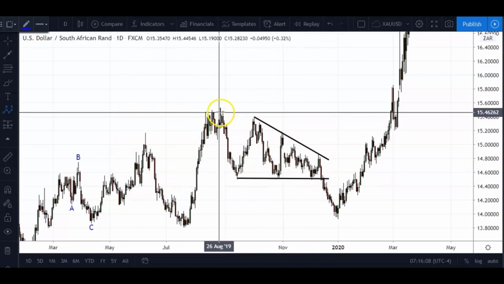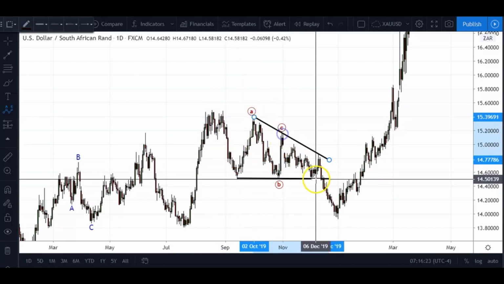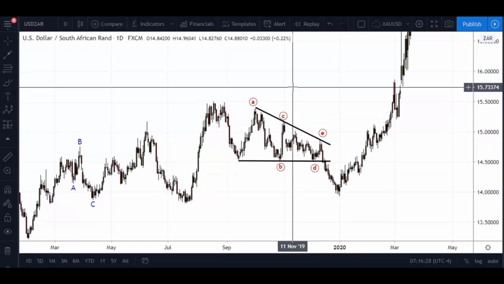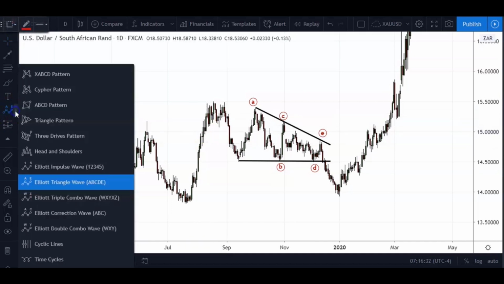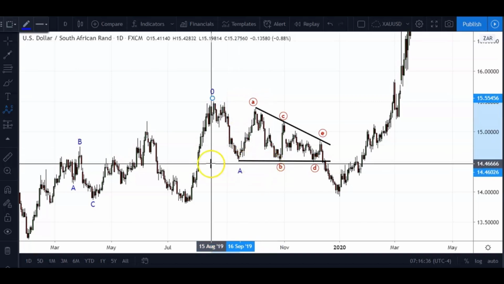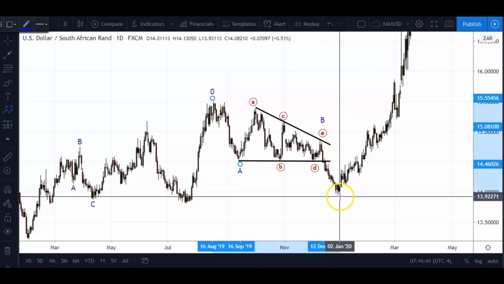Otherwise, let me label that for you. So we have one wave down, A, B, C, D, E. Now this is what's called a complex correction, because in the bigger scheme of things, this was actually just an A, and your B wave would have ended where this triangle ended, and your C wave down here.